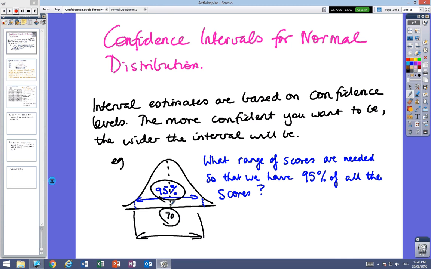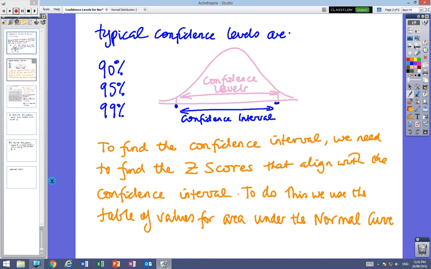Okay, so copy that and come across. Typical confidence intervals are 90, 95 and 99. There are other ones, but they're the typical ones. So, for instance, if you're in a maths test and I want to be 99% confident where people are, if you fall outside that level, then you could say that you're not in the 99% confidence. That means you're not an abnormal result, but you're an exceptional result.